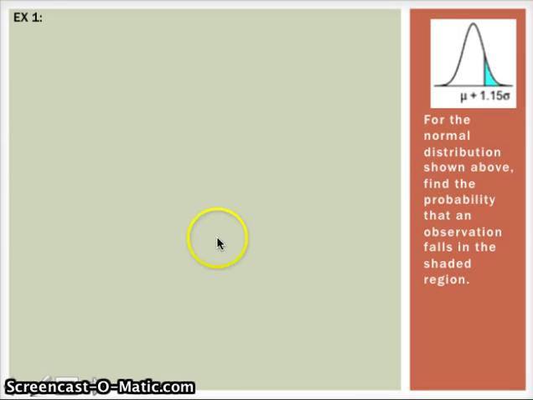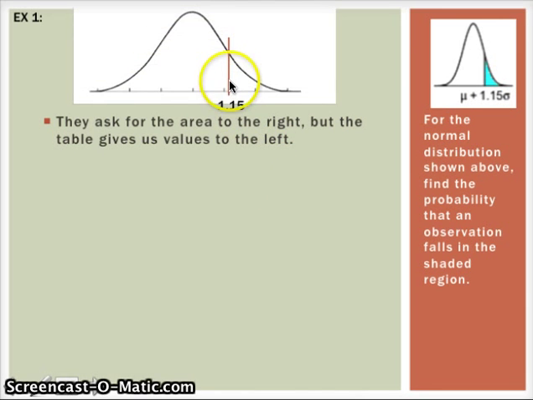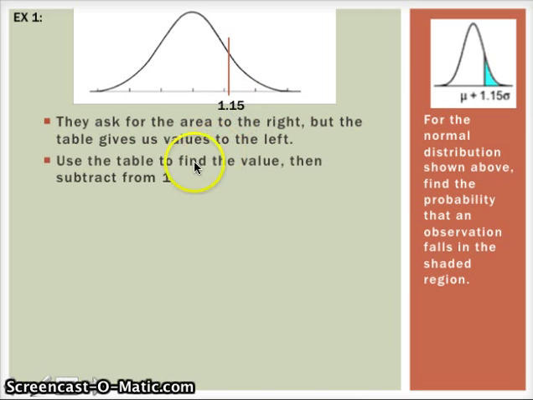For the normal distribution shown above, find the probability that an observation falls in the shaded region. They ask for the shaded region to the right, but we know that the table is only going to give us values to the left. So I can draw a picture of this with my standard normal curve, and I'm finding the value for 1.15. I'm going to use the table to find the value, but then because the table only gives me the left side, I'm going to have to subtract from 1 to find the other side.